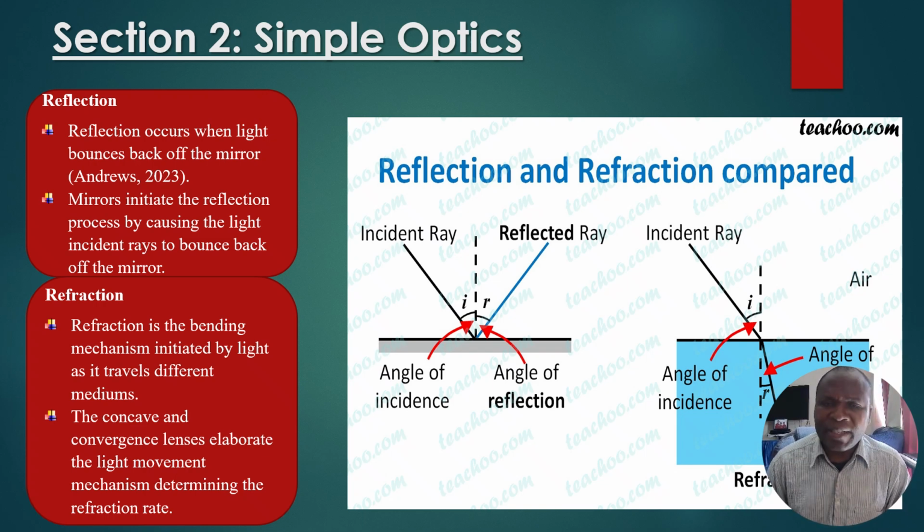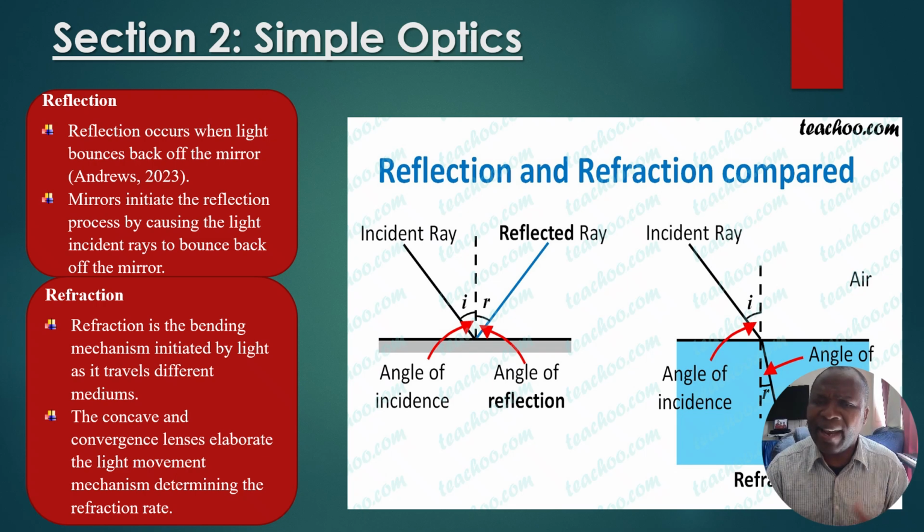Simple optics provides an elaborative evaluation of reflection and refraction, which involve the bouncing back and bending of light across different media. The mirror and lens play an important role in depicting the concept since they offer the best platform for the processing.